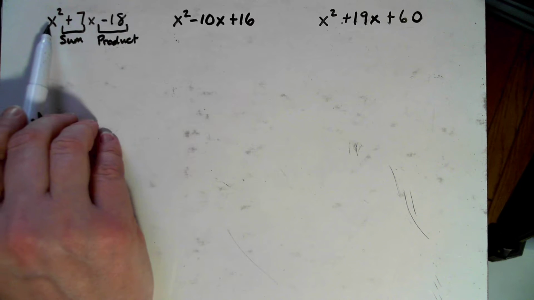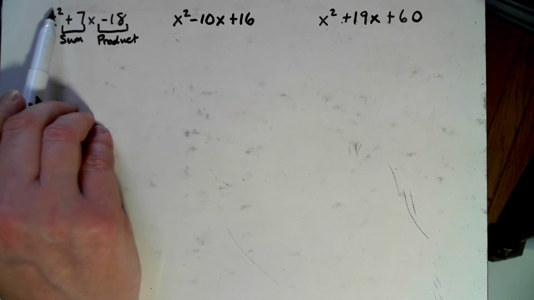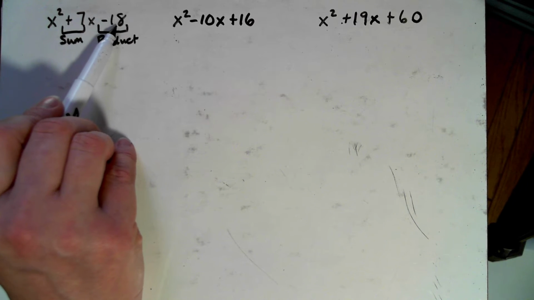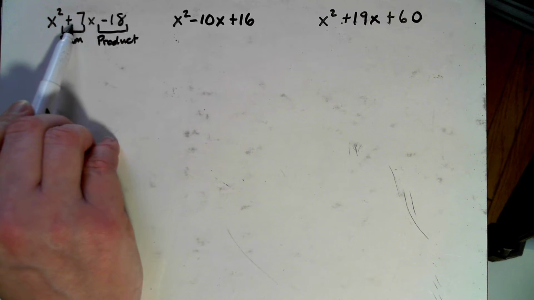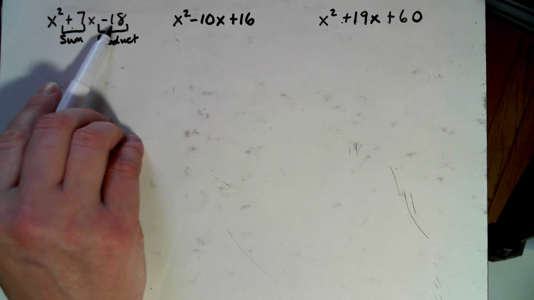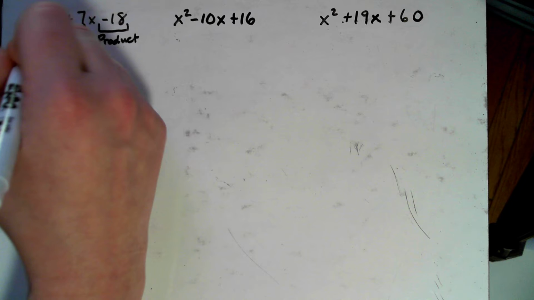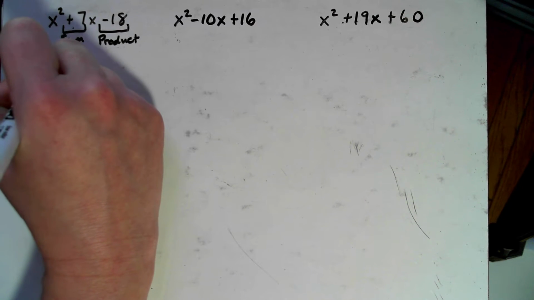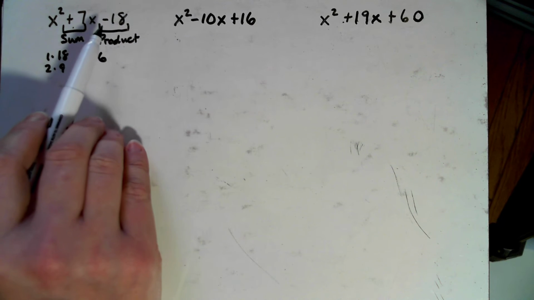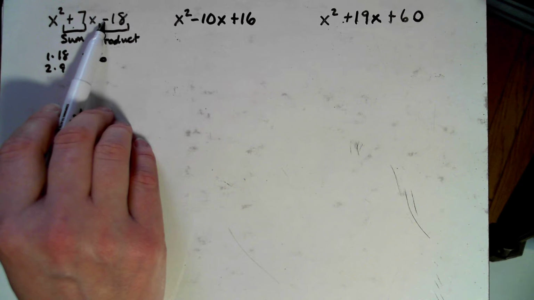So notice this is in standard form where you have your x squared first, your 7x, and your minus 18. So the product is always the plain number. The sum number is always whatever's attached to this x here. So I need two numbers that multiply to 18, and that would be 1 times 18, or 2 times 9, or 3 times 6. Now notice it is negative, meaning that they have different signs.